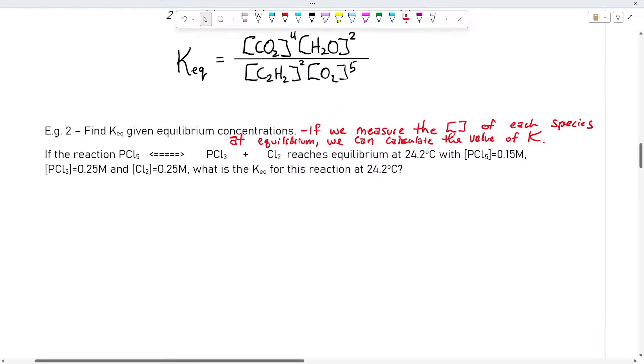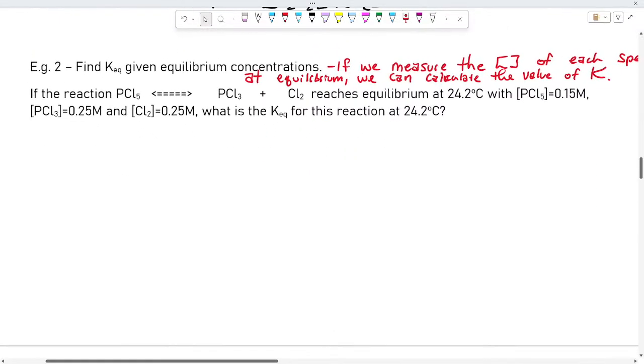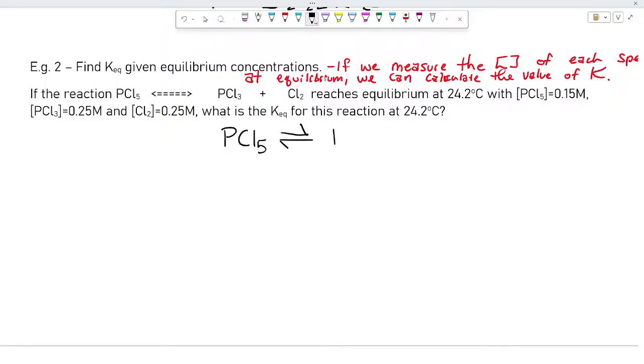So with that in mind, here we have an equilibrium of phosphorus pentachloride in equilibrium with phosphorus trichloride and chlorine gas. Go. I want to know the actual value of KEQ.